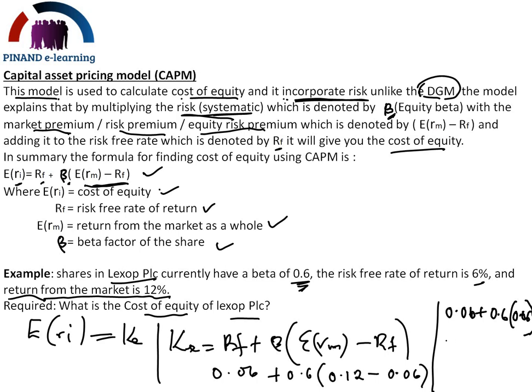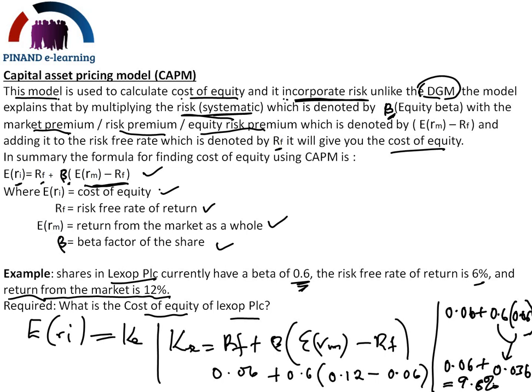And this will now give me, if I multiply this by this, 0.036 plus 0.06, and this should give me, multiply by 100, 9.6% as my KE. So my KE is 9.6%.